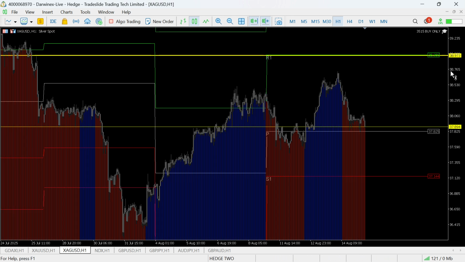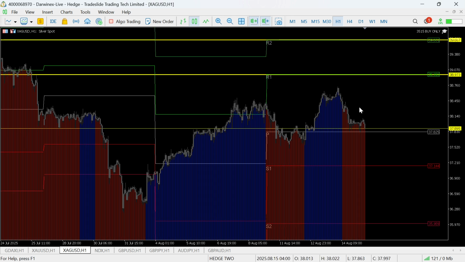Here we go. Expecting buy signal. Will it happen today? I don't know. Today is Friday. There is a lot of news. Let's see what's up.